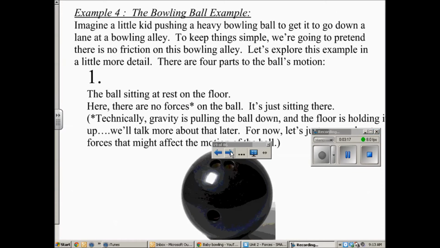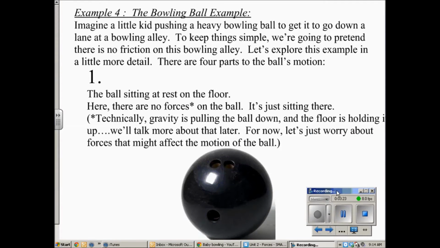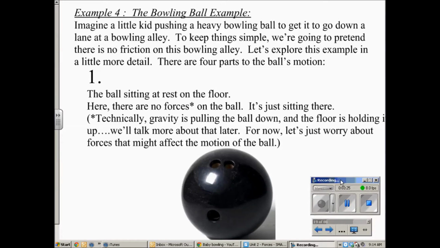Okay? So let's start here with example 4. Why is this example 4? I feel like this is example 1. Whatever, it's an example, and it's about a bowling ball. So I'd like you to imagine a little kid pushing a heavy bowling ball. I'm picturing like a 4-year-old or something. All right, little kid that's just barely strong enough to even lift the ball. All right, and he's going to set the bowling ball down at the start of a bowling lane, and he's going to push it down the lane.